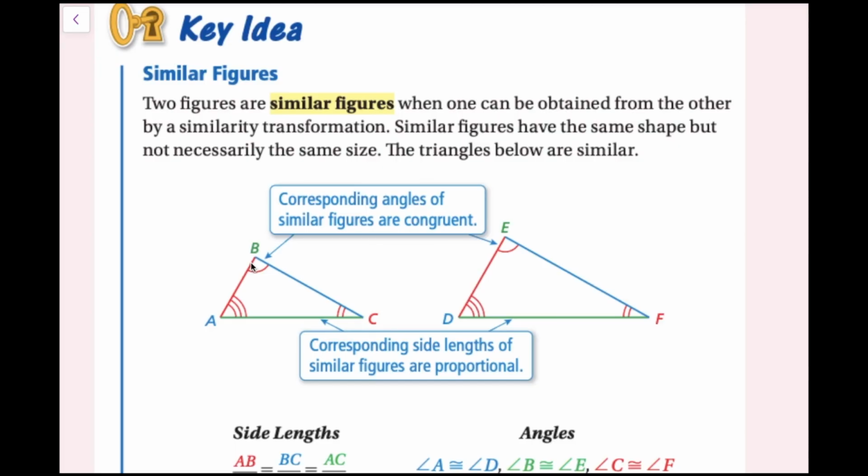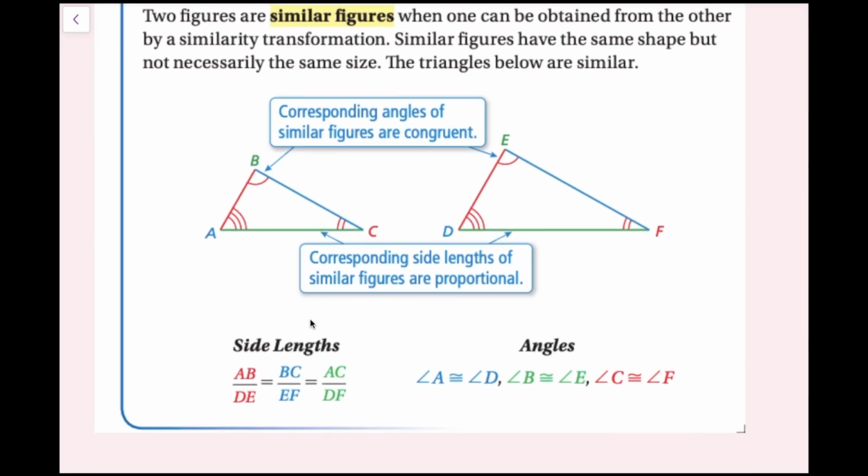Okay, and then the side lengths of similar figures are proportional. So that means that the ratio of, let's say, side AC to side AB is going to be the exact same as the ratio of side DF to side DE. So that's what the similar figures having proportional side lengths means. And remember this symbol right here, that just means congruent.